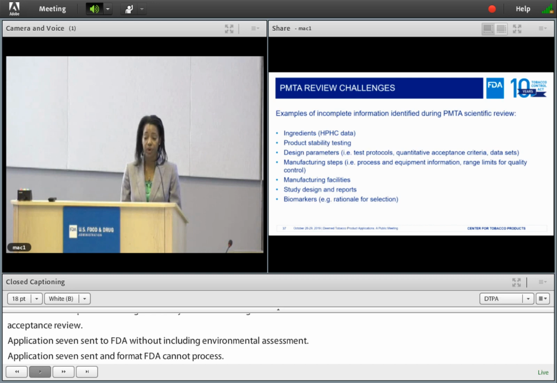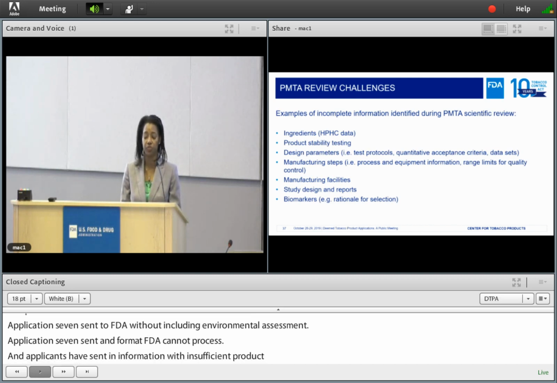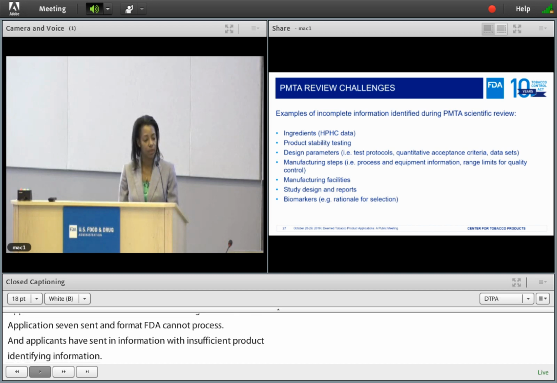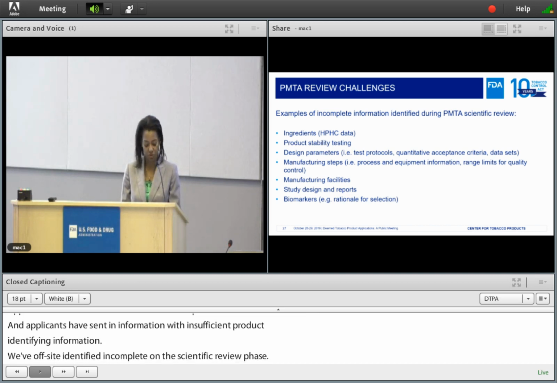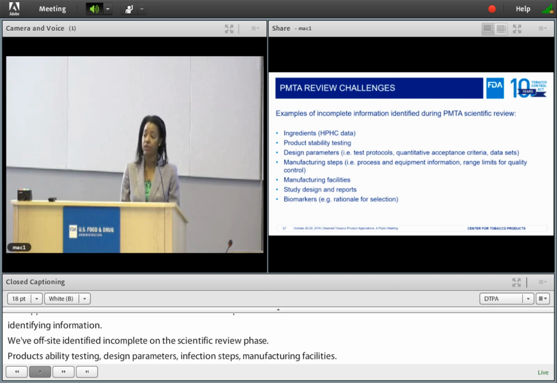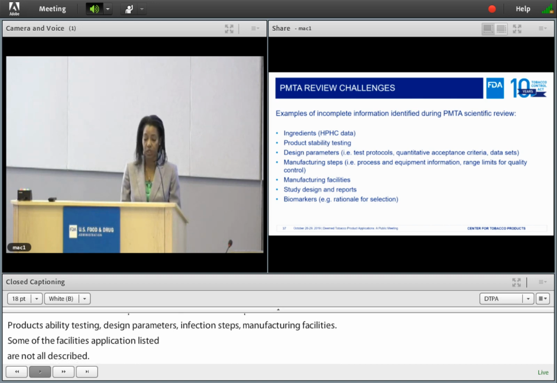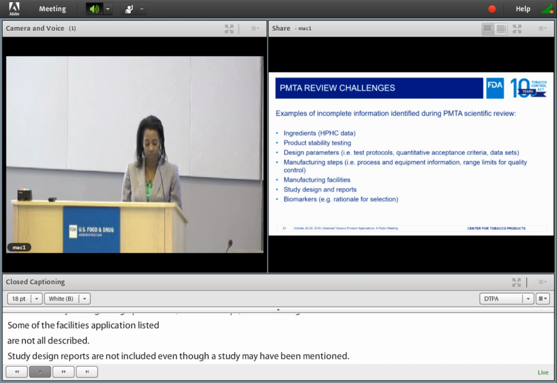FDA reviewers have also identified incomplete or missing information on the following items during the scientific review phase: ingredients, product stability testing, design parameters, manufacturing steps, manufacturing facilities. Some of the facilities in the application are listed, but not all of them are described. Study design and reports are not included, even though a study may have been mentioned. And biomarkers may have been evaluated, but there is no rationale for the selection of biomarkers used, and the results were not interpreted.